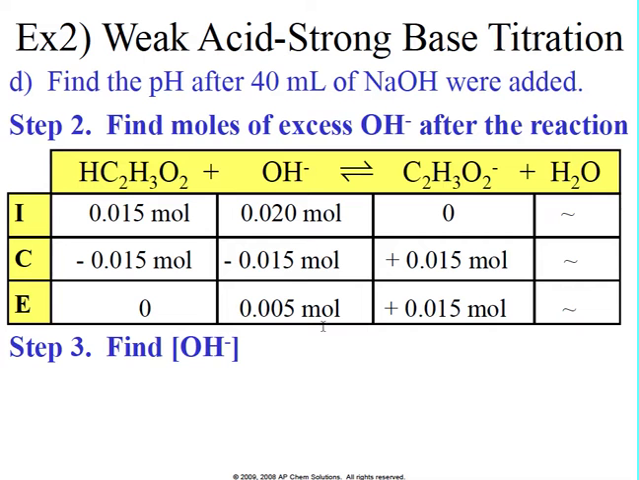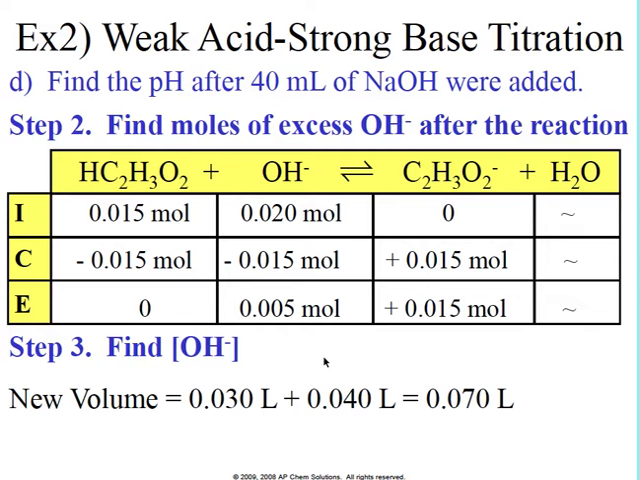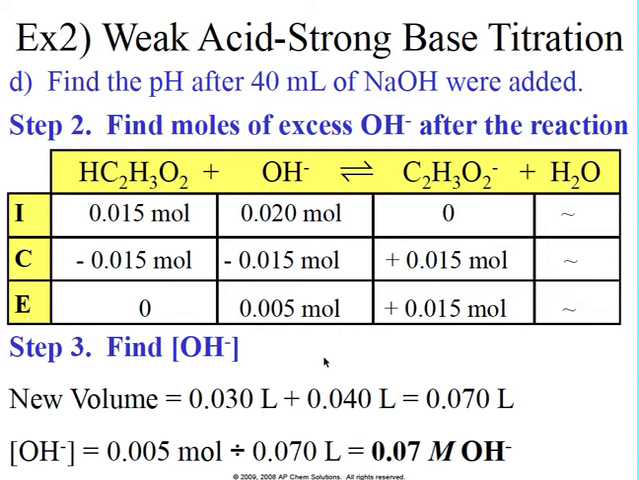Now remember, we just added 40 milliliters to 30 milliliters, so we have to add that up to create a new volume so we can find the new molarity. Right? So we have 0.005 divided by 0.07 because 30 milliliters of the acetic acid were added to 40 milliliters of the sodium hydroxide. So the volume actually adds up to 0.07 liters. So we know that the concentration of OH is 0.007.